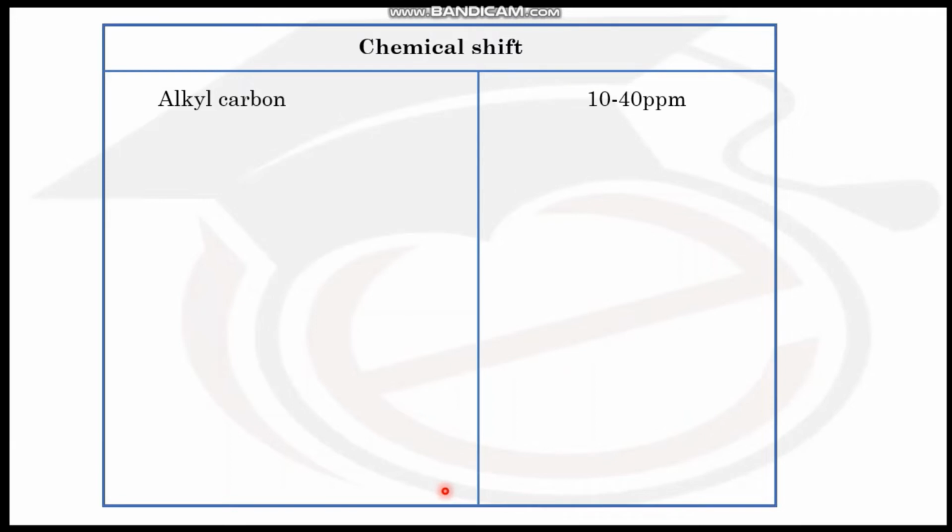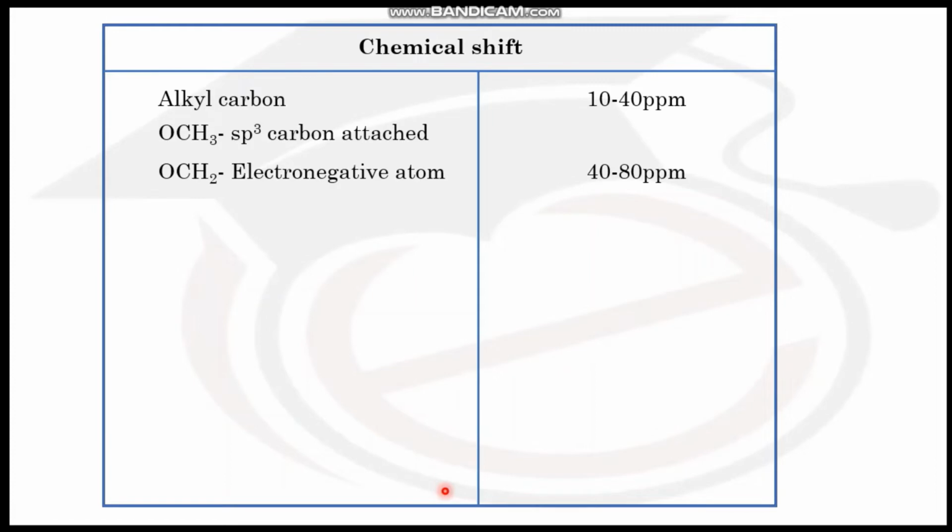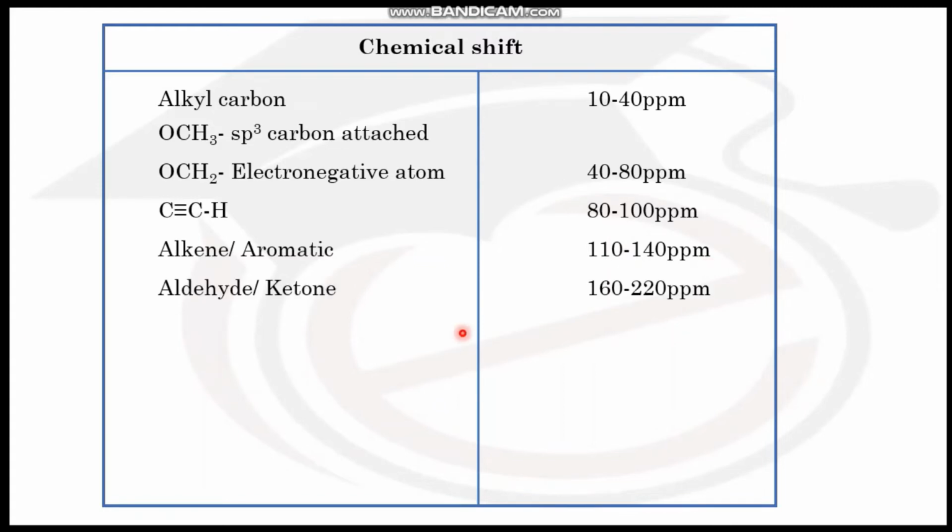If an alkyl carbon is present, then the value will be 10 to 40 ppm. If OCH3, that is an sp3 carbon attached to an electronegative atom, or OCH2, meaning CH2 with some electronegative atom present, then it will give 40 to 80 ppm. If an acetylenic carbon is present, it will give 80 to 100 ppm. Alkene or aromatic system gives 110 to 140 ppm. Aldehyde or ketone gives 160 to 220 ppm. Ketone is nearly 200 and above, 200 plus. If you got some 200 plus value, then it is a ketone. That is a point you have to remember all the time. More than 200 means ketone. Ester, the range is 160 to 165.